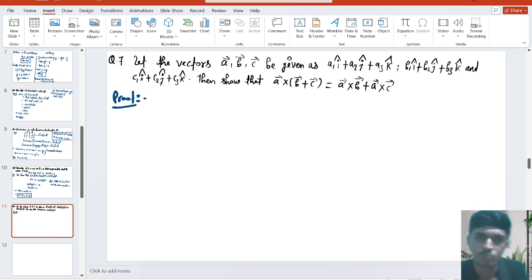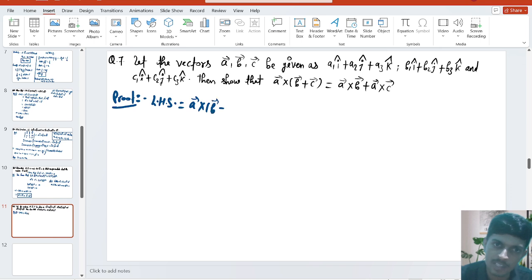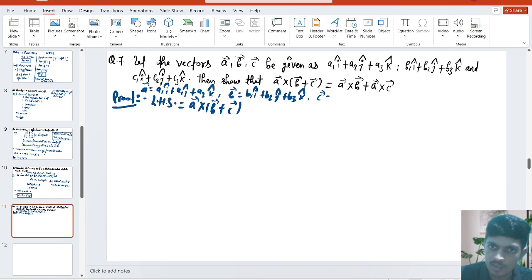So prove it. Taking the left hand side here, this is vector A cross (vector B plus C). Summing them: vector A equals what? A1 i cap, A2 j cap plus A3 k cap, and vector B equals B1 i cap, B2 j cap and B3 k cap, and vector C equals C1 i cap, C2 j cap and C3 k cap.